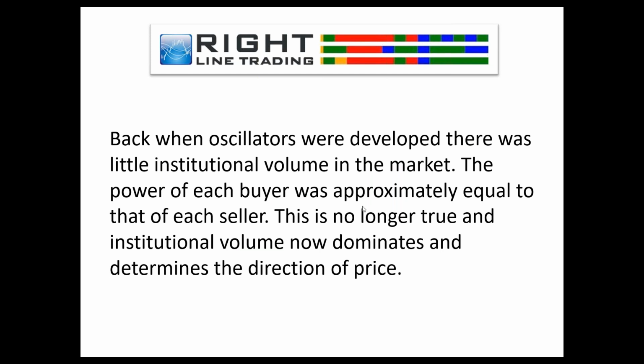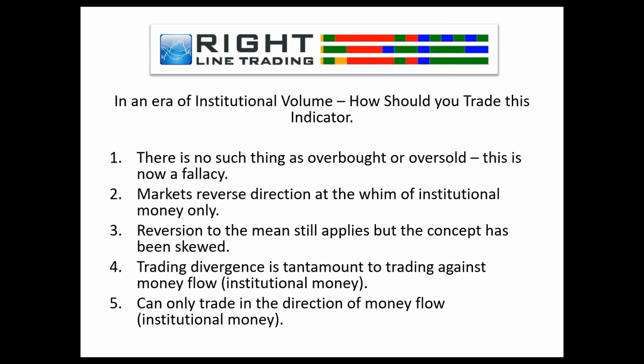Now, when that was the case, a divergent signal, just like a Japanese candlestick top or a doji, was a very good signal. It meant a lot. This is no longer true. Institutional volume now dominates and determines the direction of price. It's not stochastic, and it's not Japanese candlestick formations. They're going to get run over.